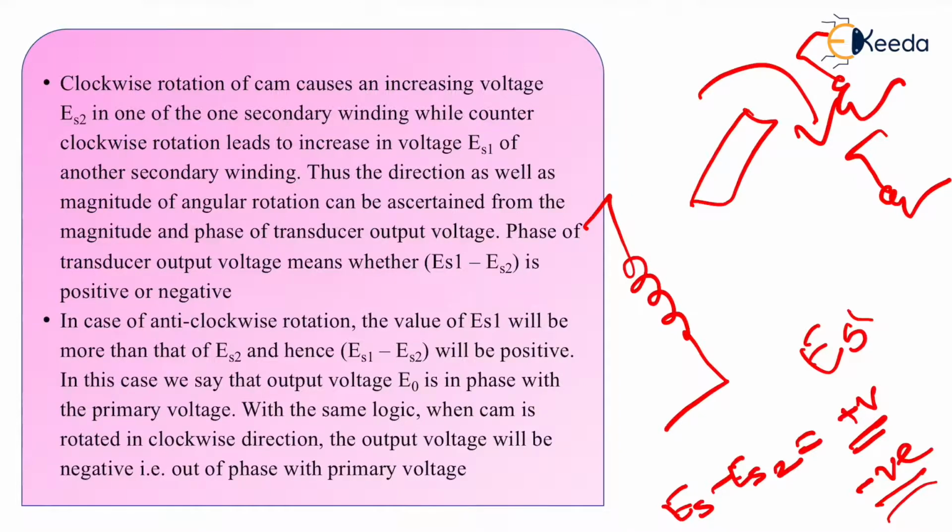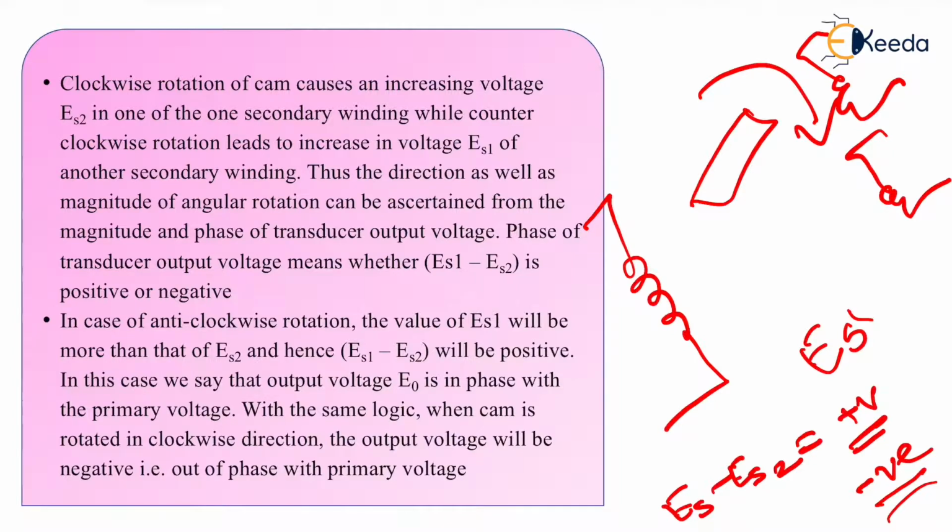Now consider the third case, when we have to see the anti-clockwise rotation. When we are considering anti-clockwise rotation, ES1 will be more than ES2. That is why we can consider ES1 minus ES2 will be positive. In the first case, what we have considered? Clockwise direction. In the clockwise direction, the induced voltage at ES1 will be more and the induced voltage in ES2 is less. In the anti-clockwise direction, the induced EMF in ES2 is more and the induced EMF in ES1 will be less. So with the same logic, the output voltage will be negative, and we can say these are out of phase with the primary voltage.